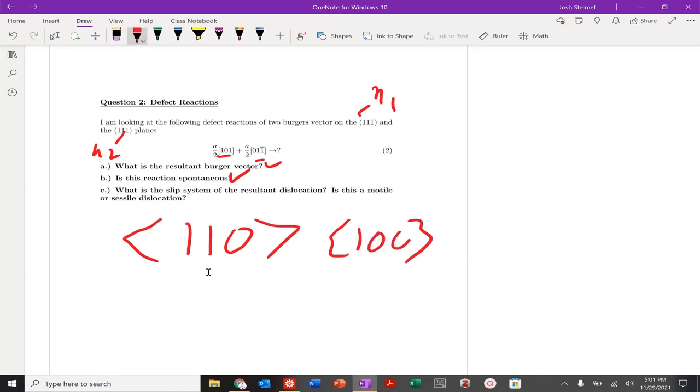So this is not mobile in FCC. It is not mobile in BCC either. And this is not even mobile in simple cubic as well. So, not great, but that's the answer. That's it. So, a nice 25 points ready and raring for you after a laborious problem 1. So now, on to problem 3.